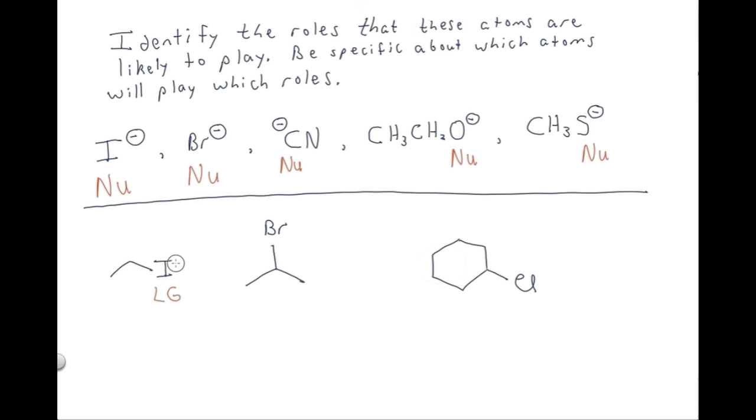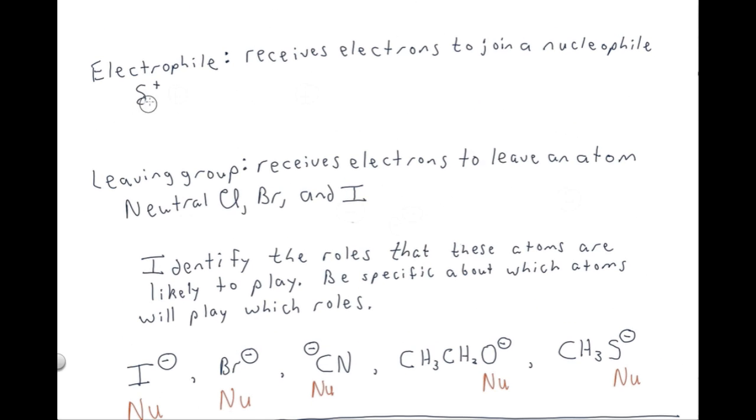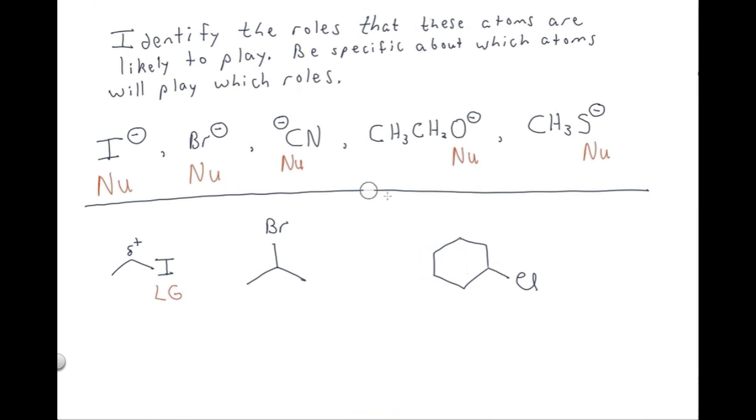Now we can go beyond that, though. We could also say that this carbon has a delta positive. Iodide is to the right of carbon in the periodic table. Iodide is slightly more electronegative than carbon, and as a result, we would expect this carbon to have a delta positive charge. And we know that a delta positive charge is a sign of an electrophile. Delta positive means an electrophile. So we can say that this carbon would be expected to be an electrophilic carbon.